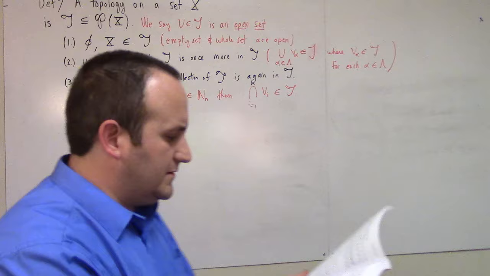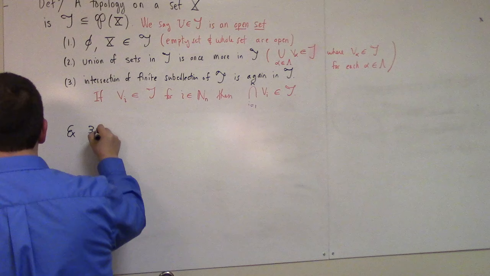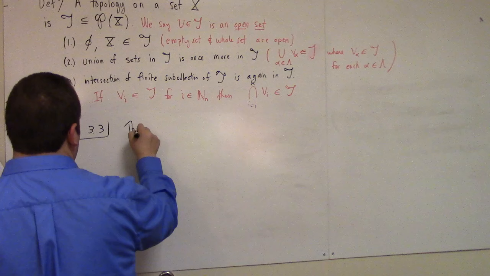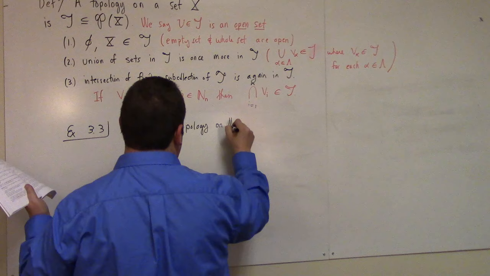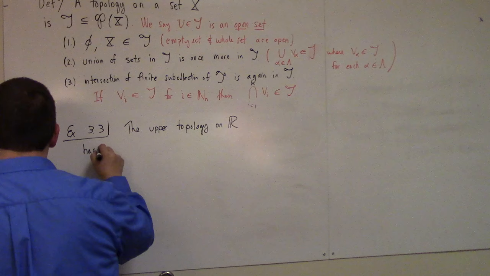This is his example, 3.3. He calls it the upper topology. The upper topology on R, what does he say? It's defined as the one having, now he uses this French notation.